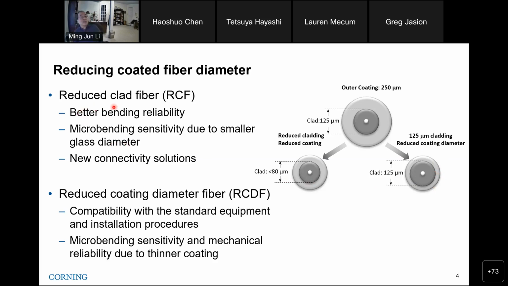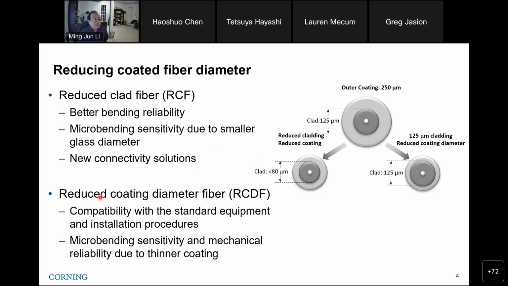For the reduced cladding diameter fiber, or RCF, one advantage is it has better bending reliability because the glass is thinner. However, the microbending sensitivity is increased due to the smaller glass diameter. And also, for reduced cladding diameter, you need new connectivity solutions because the current ecosystem is for 125 micron cladding diameter.